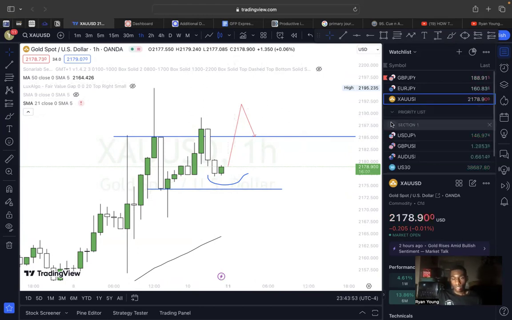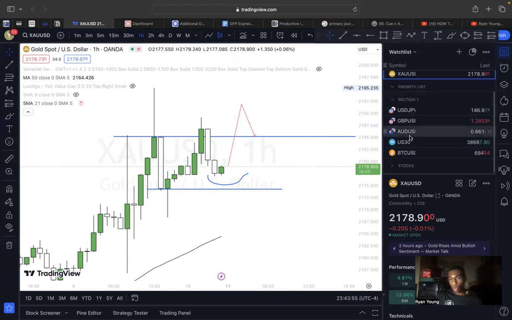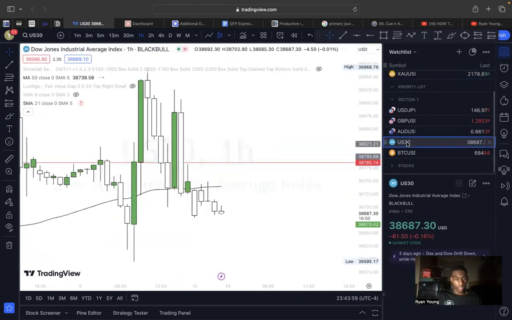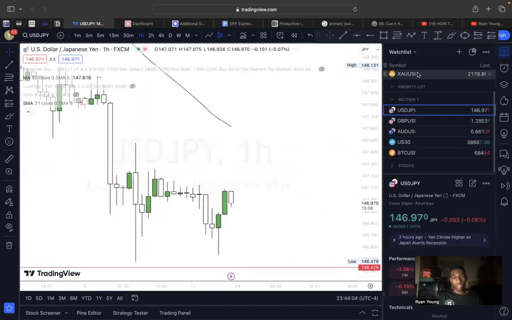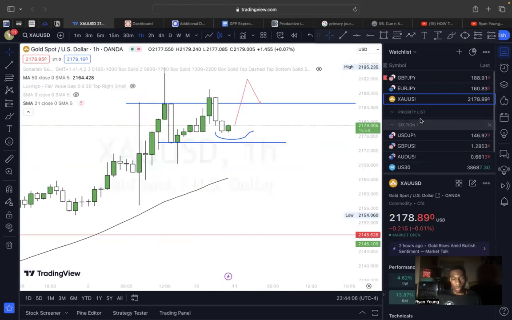So yeah, I'm not going to be going over these. I'm not a big index trader. Really, I'm just not a big index trader. So those are the three pairs I wanted to go over with y'all.